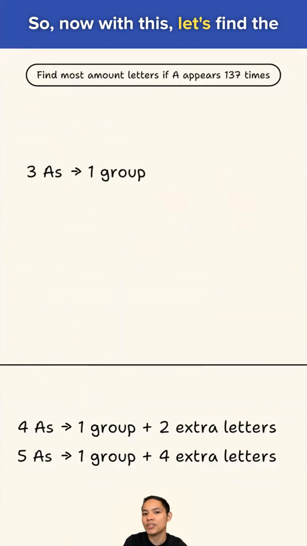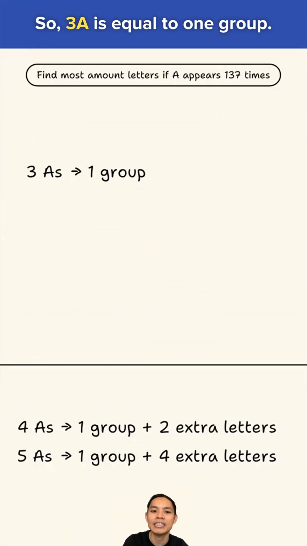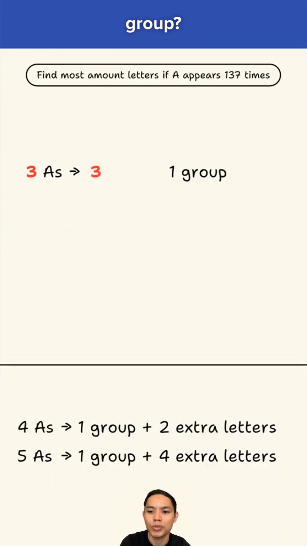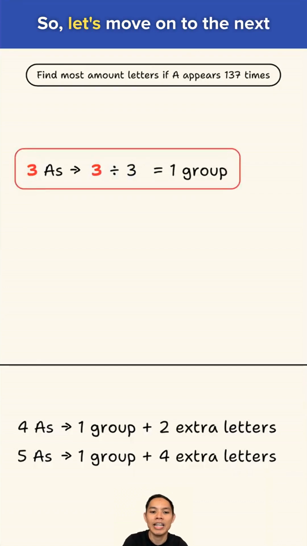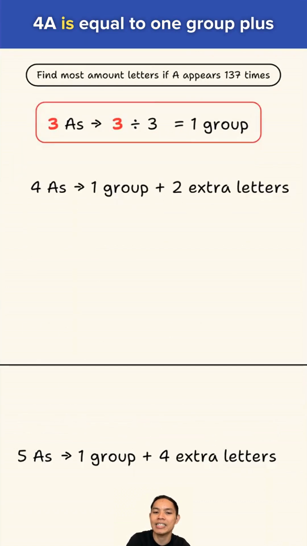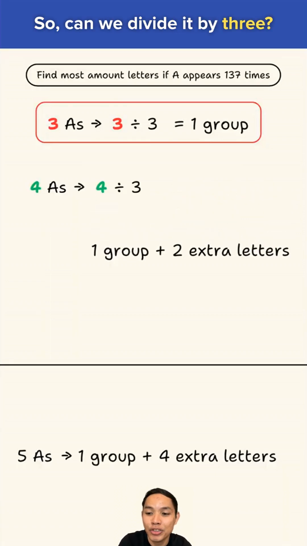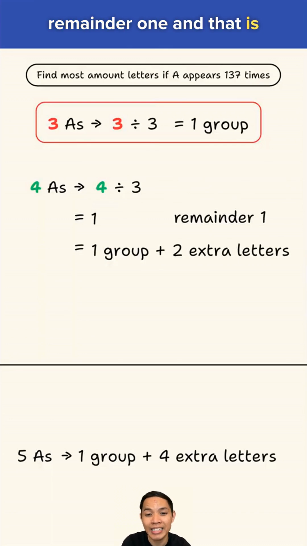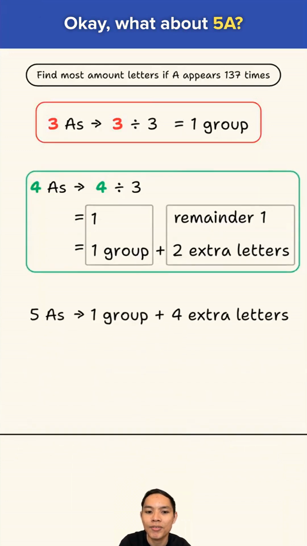Now with this, let's find the pattern within these findings. 3 A's is equal to one group. How do we get 3 A's into one group? 3 something equal to one group. If you guessed divided by 3, you're right. Let's move on to the next one. 4 A's is equal to one group plus 2 extra letters. Can we divide it by 3? Yes, we can. But this will give us 1 remainder 1, and that is equal to one group plus 2 extra letters. Okay, what about 5 A's?